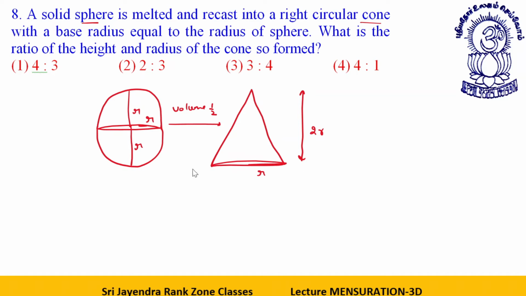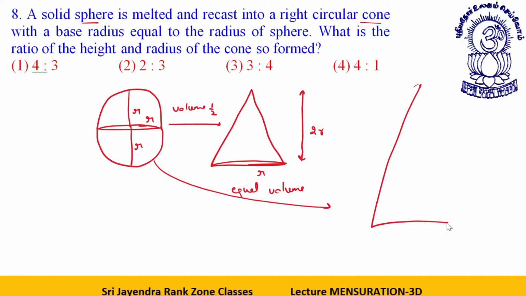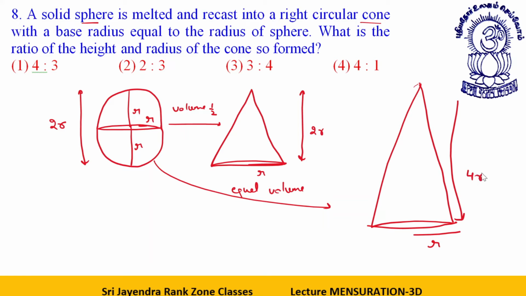But if we want equal volume, for equal volume, what will happen? Look, if you have the same base radius, let's say this radius is r, the height of the cone will be double the height of the sphere. The height of the sphere is 2r. So here this height will be 4r. Now, what is the ratio of height and radius of the cone?